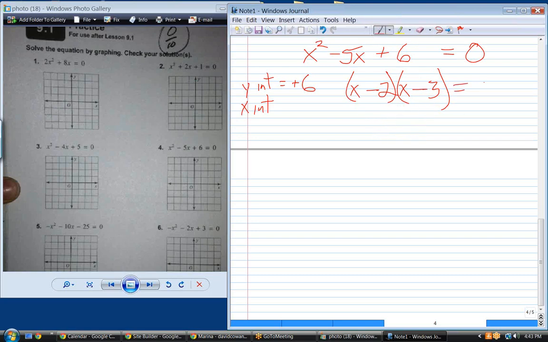And if that's equal to 0, what are the two solutions? 2 and 3. Right. So those are the x-intercepts, 2, 3. And let's find the vertex before we graph anything at all. Minus b over 2a. What is that here?